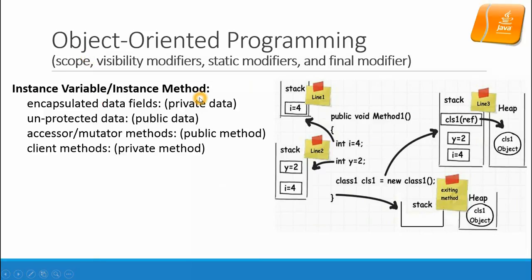For the instance variable and instance method, we give an example right here. Say right here we have a method. In line 1, we declare a local variable i equals 4. It will be put into a stack. And then we declare another variable y equals 2. It will be pushed into the stack again. After that, we declare a pointer for the class 1 that will create an object in the heap. And then the returned address will be stored in the code stack in the CLS1 pointer or reference data type. After that, when the method finishes, the code stack's data will be popped out, while the object in the heap will remain.